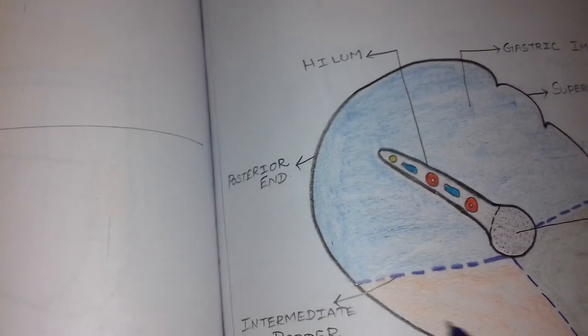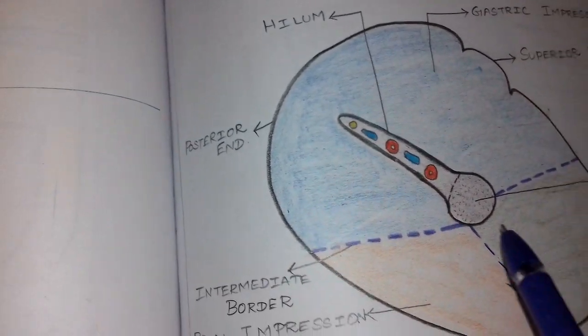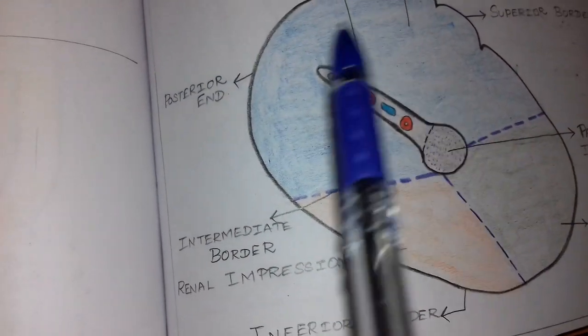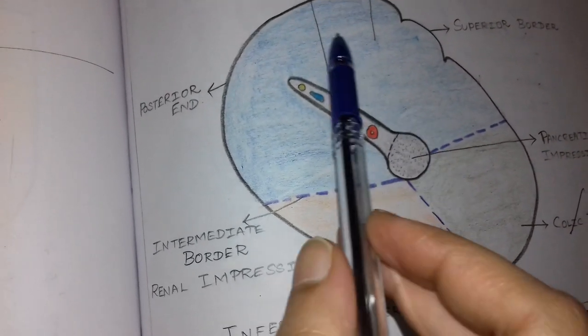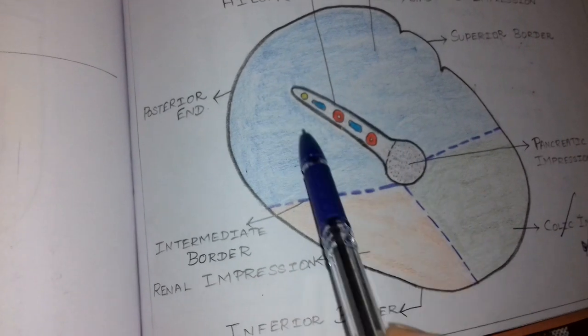Among these four impressions, gastric, renal, colic and pancreatic, the gastric impression is the largest and it is the most concave impression on the spleen. It is the largest impression.